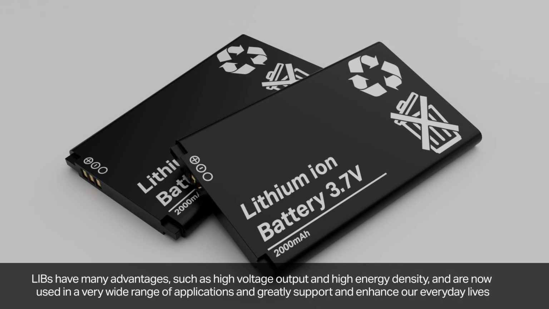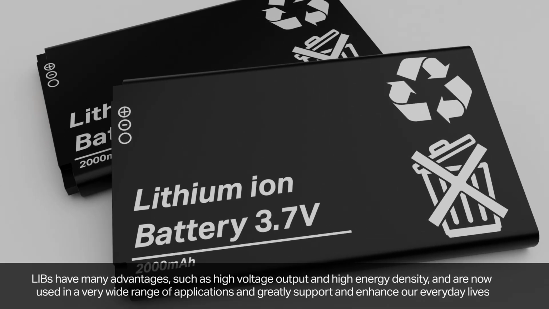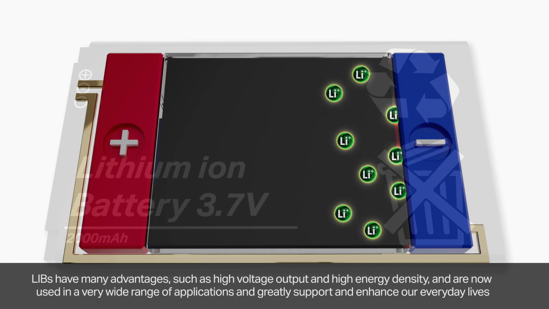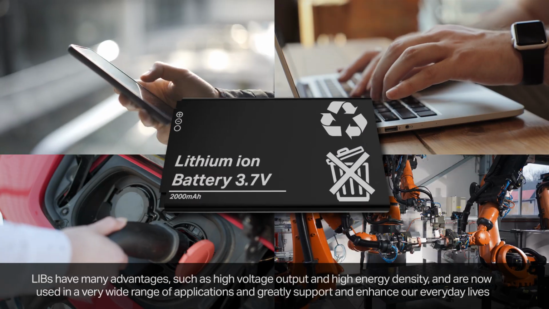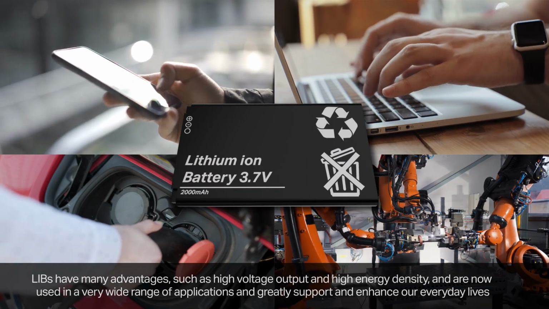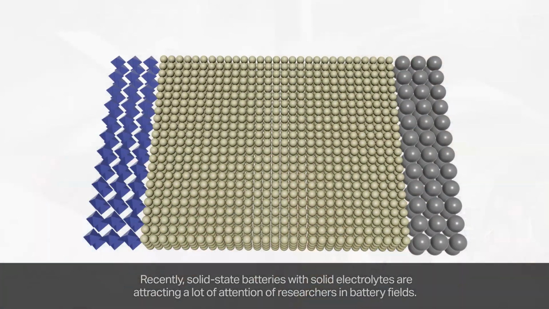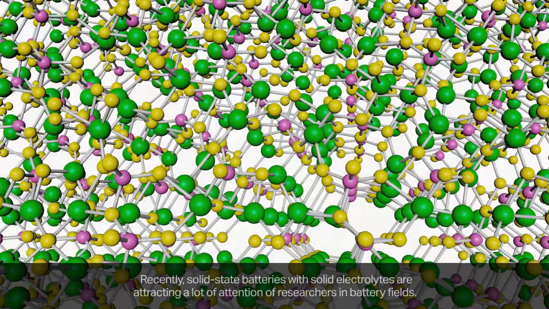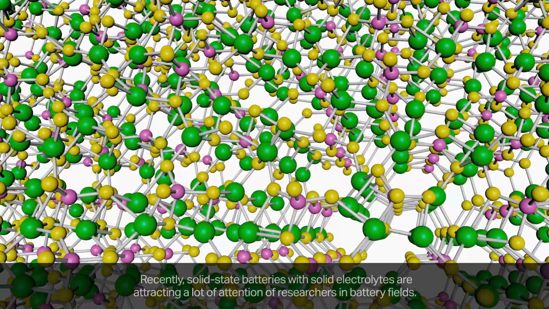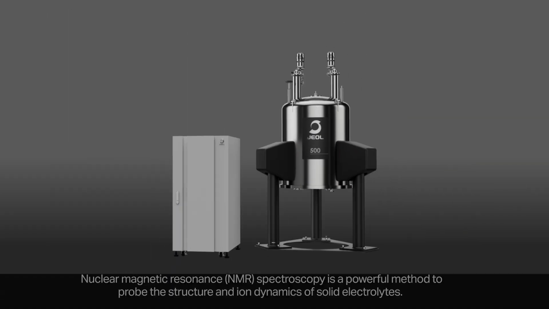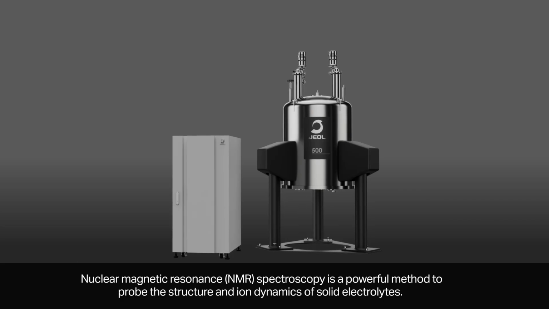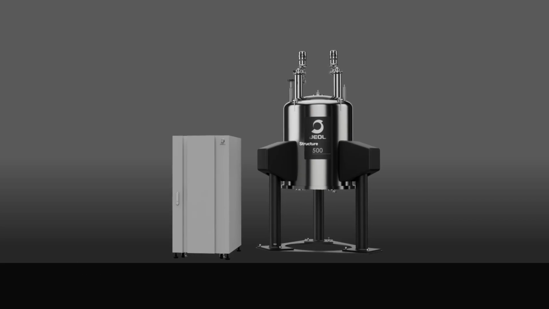LIBs have many advantages, such as high voltage output and high energy density, and are now used in a very wide range of applications and greatly support and enhance our everyday lives. Recently, solid-state batteries with solid electrolytes are attracting a lot of attention of researchers in battery fields. Nuclear magnetic resonance spectroscopy is a powerful method to probe the structure and ion dynamics of solid electrolytes.